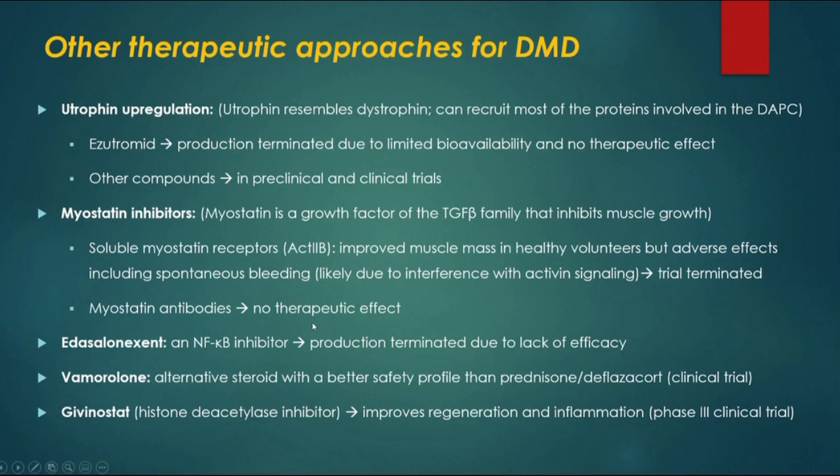And myostatin antibodies were used, but they had no therapeutic effect. Similarly, adasalonexant was an NF-kappa B inhibitor that was terminated due to lack of efficacy. So these are not very effective so far, but vamorolone is a very attractive approach. It is an alternative steroid which has a better safety profile than prednisone and deflazacort.